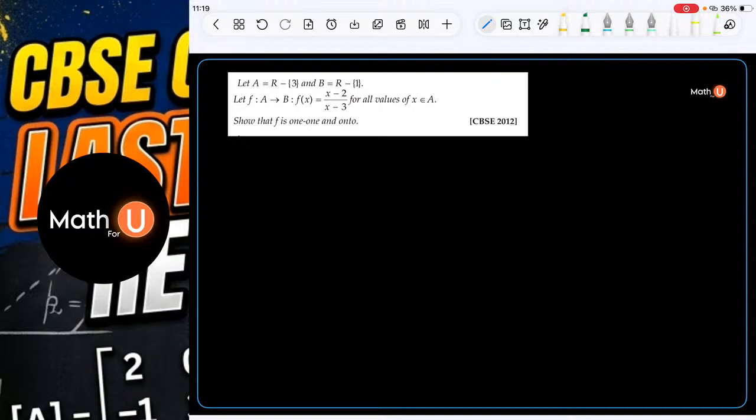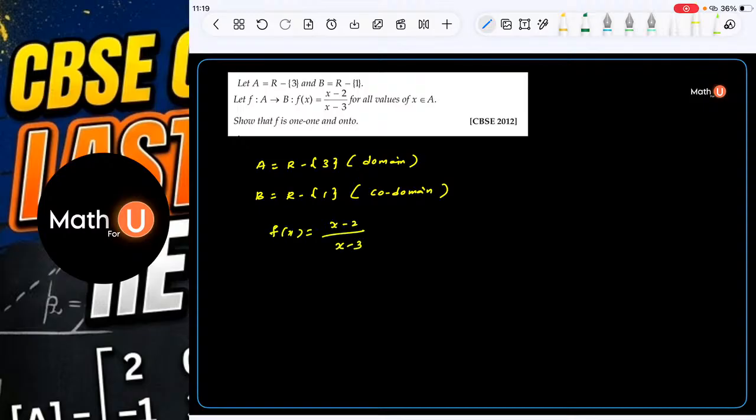See here, domain is given. A is nothing but the domain, R except this. And codomain is given, B, R except 1, this is nothing but the codomain. Very important. Here the function given is f of x equal to x minus 2 by x minus 3. We have to show this function is both 1-1 and onto.